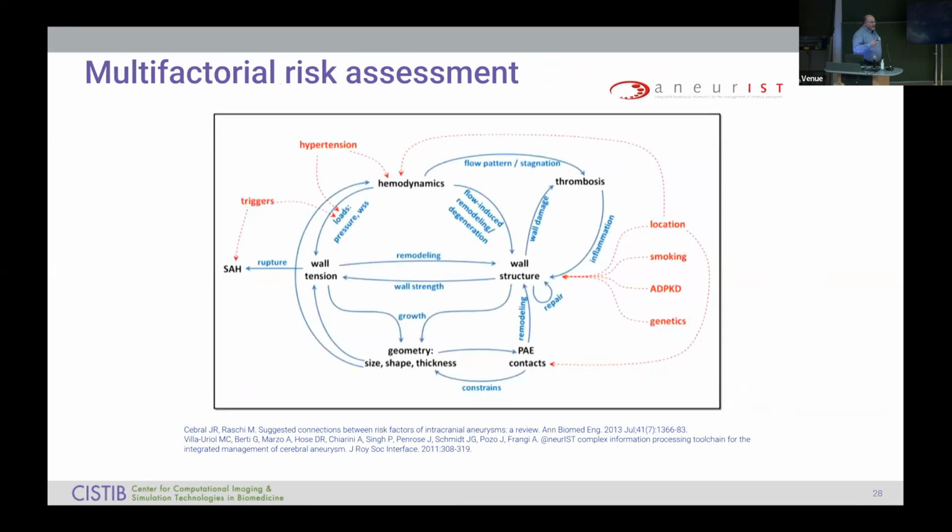And this is a bit of the complexity of Dirk Helbing that I was talking about. This is a simple diagram of all the possible interactions of things like wall tension, the hemodynamics, the thrombosis, the wall structure, the geometry, the perianeurysmal contacts, all the different aspects that contribute to the risk of rupture of an aneurysm. If you try to model that fully, it's very, very complex, even if you have the data for it.